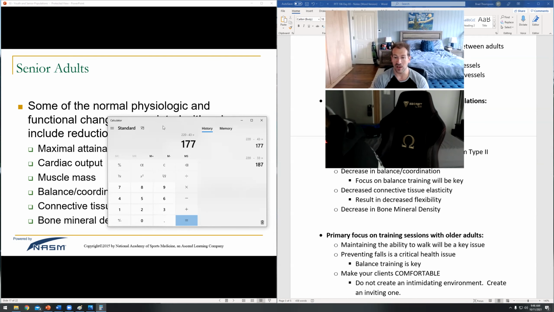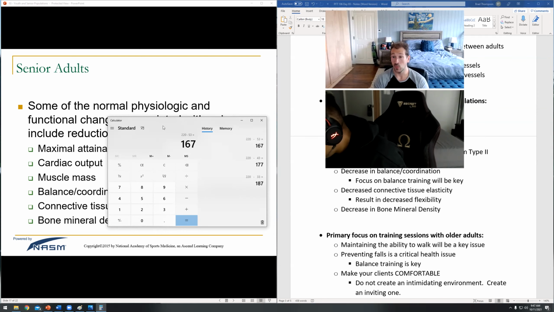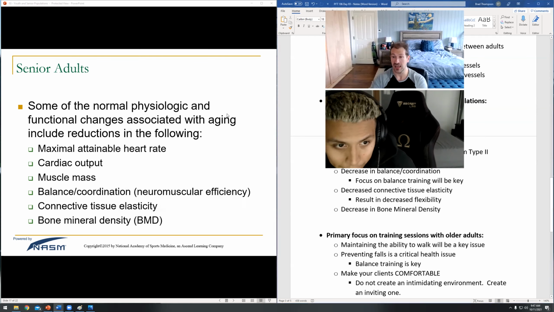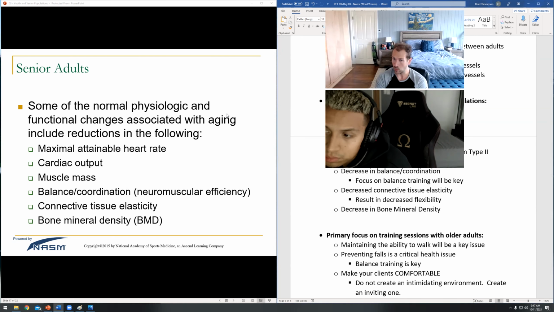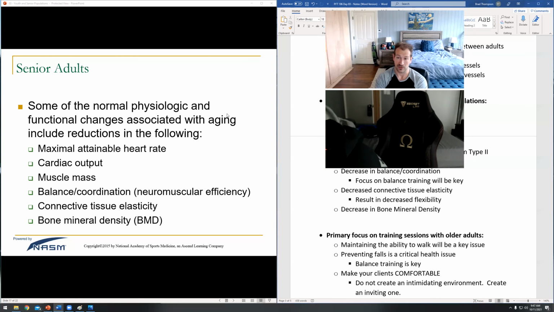Now my max heart rate was 187. Now my max heart rate is 177. When I'm 53, it'll be 167. So as we get older, our max heart rate does go down, which means we do need to adjust our heart rate formulas if we're trying to make somebody work at a percentage of max heart rate, in the same way that we make somebody work at a percentage of their 1 rep max for lifting.